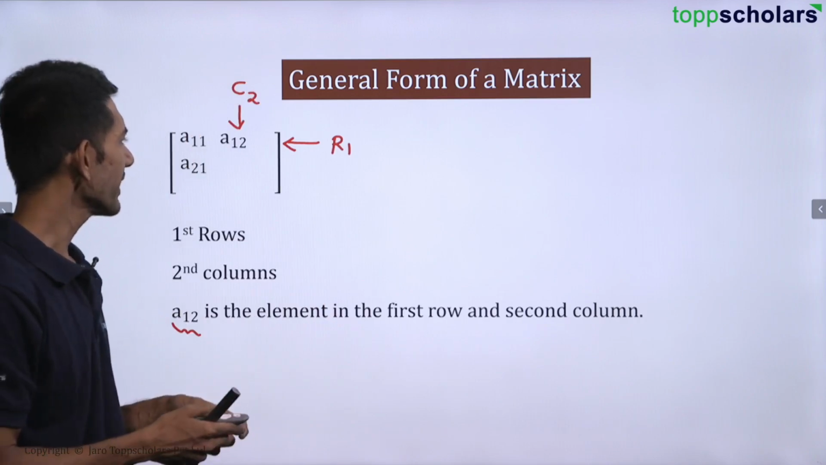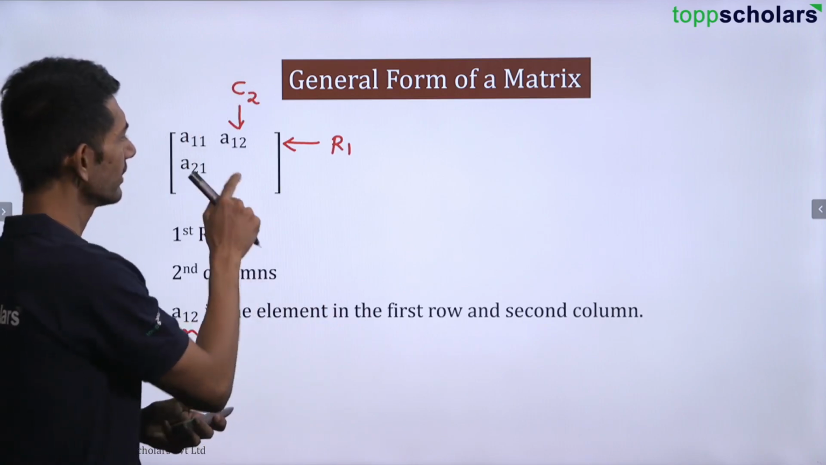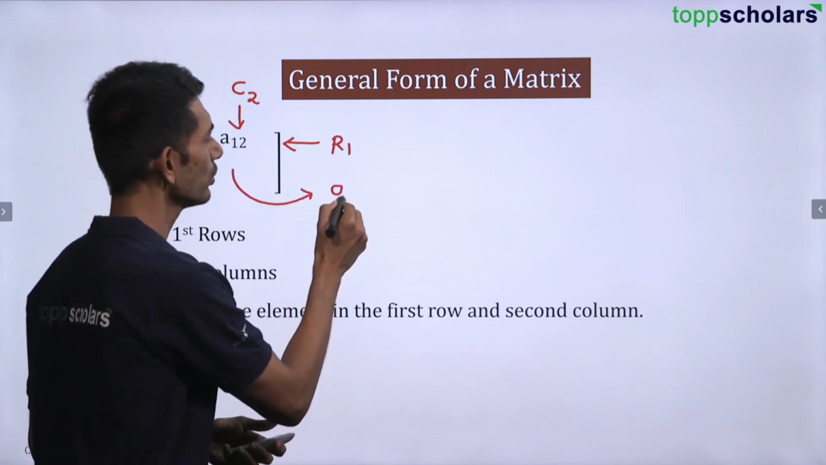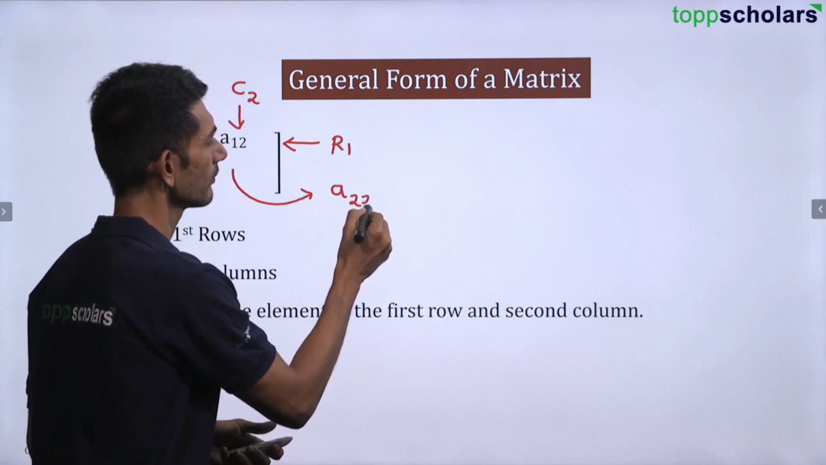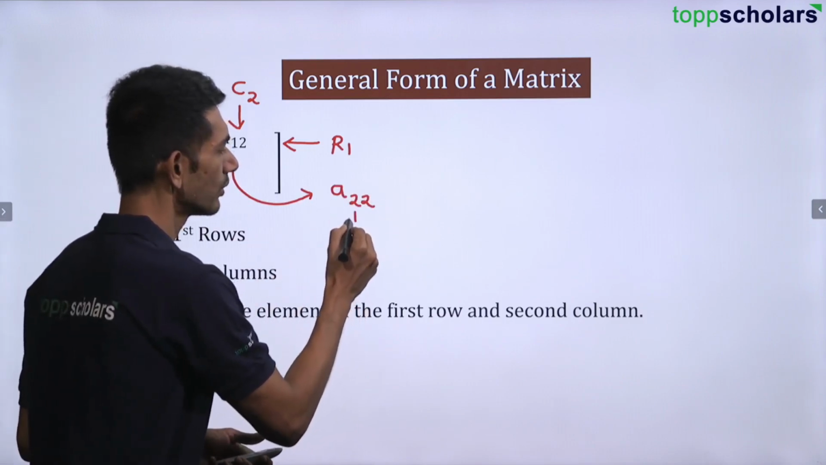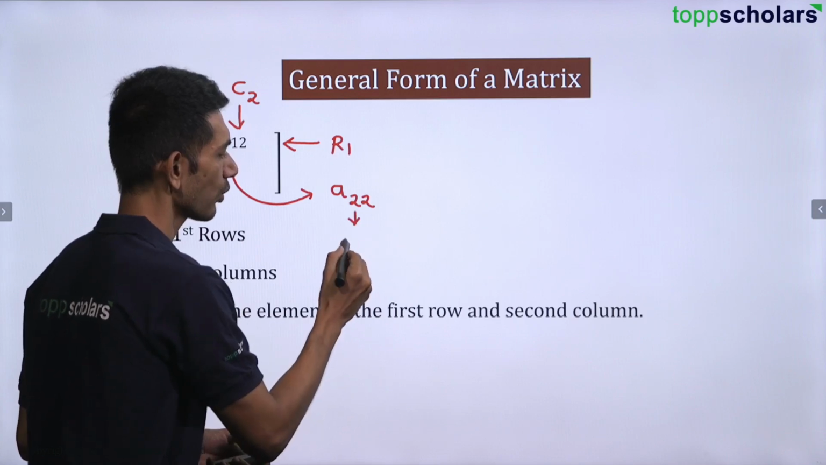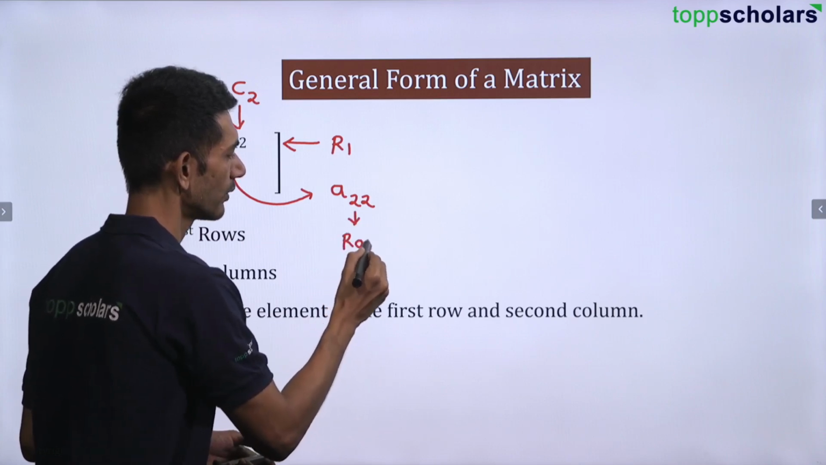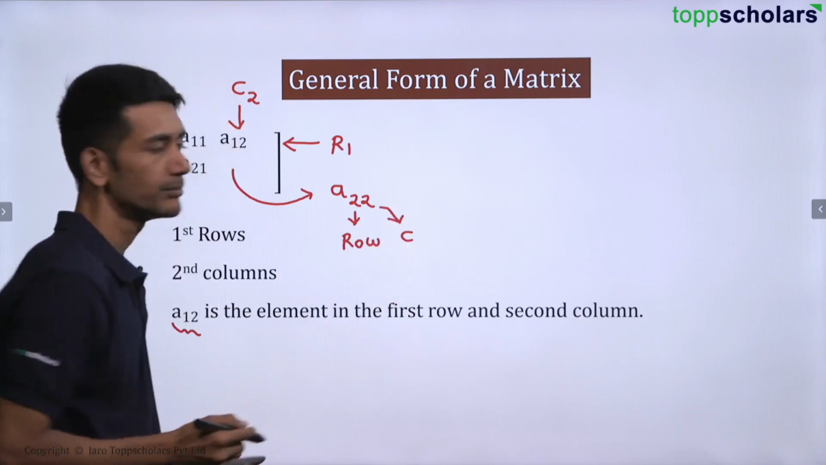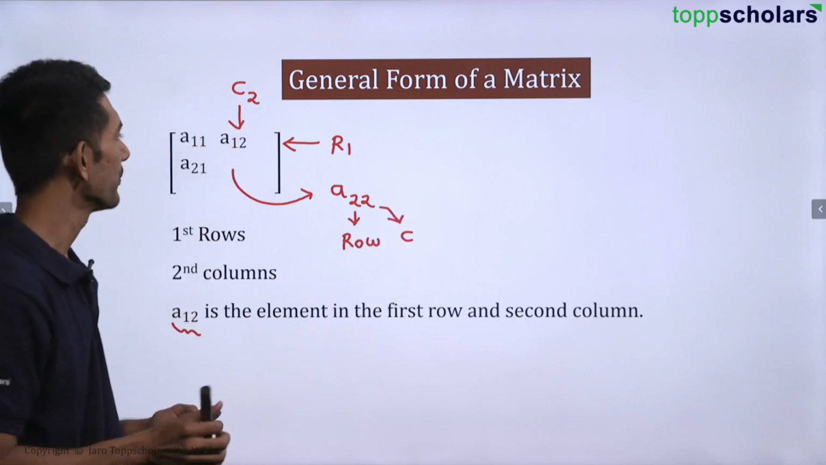And of course, if I take this one here, can you tell me what this is going to be? Can I say this will be A22? A22 means what? Second row and second column. Simple. Let's continue.